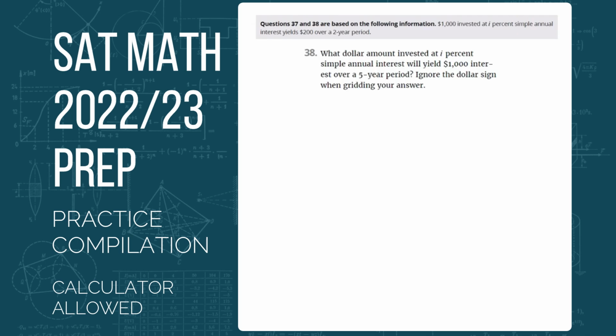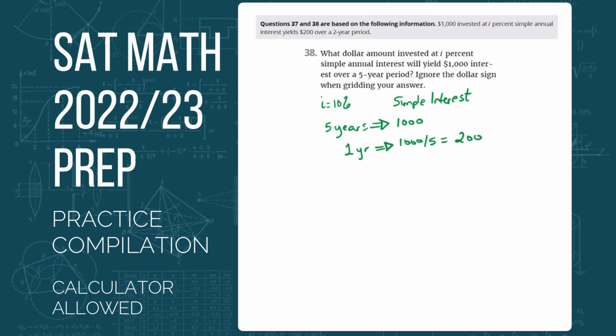From our previous calculation, we found out that I, the interest, is 10%. So let's read the question. What dollar amount invested at I% simple annual interest, now it's 10% interest and we're looking at simple interest, will yield $1,000 interest over a 5-year period? So over 5 years, I want a total of $1,000. So in 1 year, I want to get 1000 divided by 5, which is $200 every year I want to make.